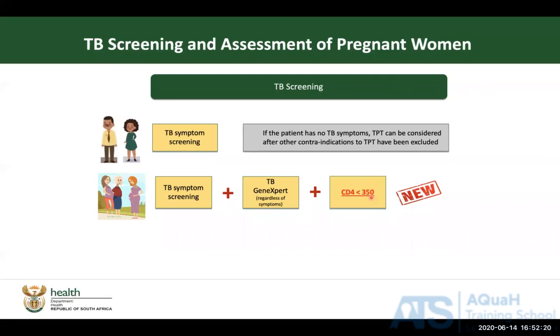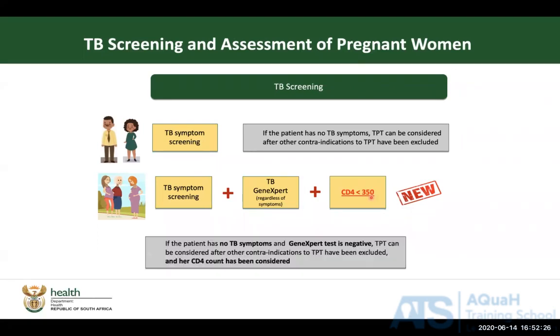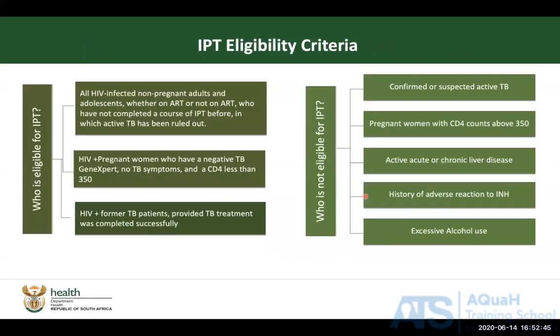So eligibility criteria for INH in pregnancy is a negative TB screen, a negative GeneXpert, and a CD4 count that is less than 350. This is a new change. Previously, we used to only give INH to women with CD4 counts less than 100. So this has been reviewed to a higher CD4 count.